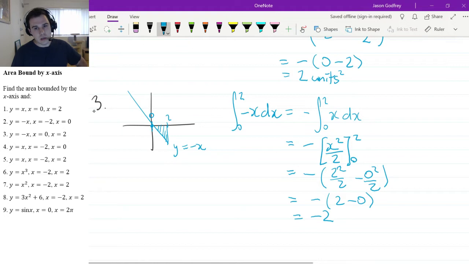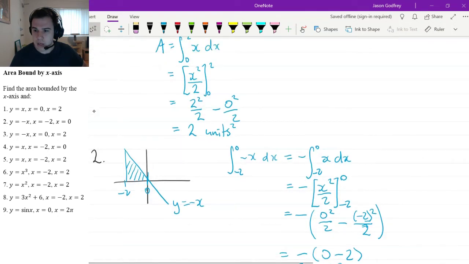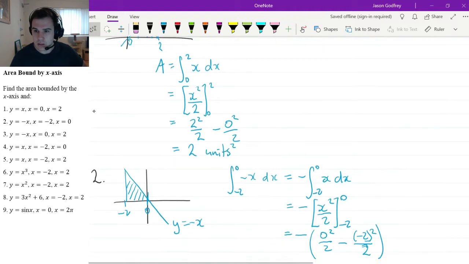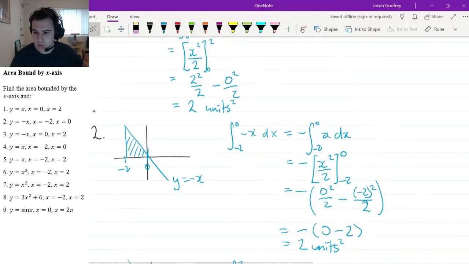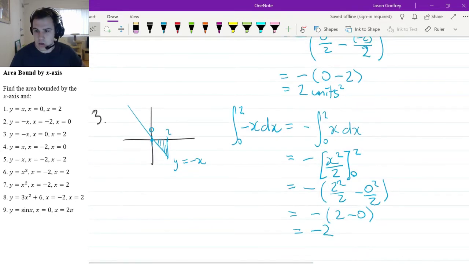Now, this is why I alluded before to the fact that we're going to have to add a small caveat. Because of the way that the definite integral is defined in the fundamental theorem of calculus, the area is given as positive if it's above the x-axis. So that's why with examples 1 and 2, when we calculated the area using the definite integral, we got a positive 2 units. But here, when we calculated the area, we get negative 2.